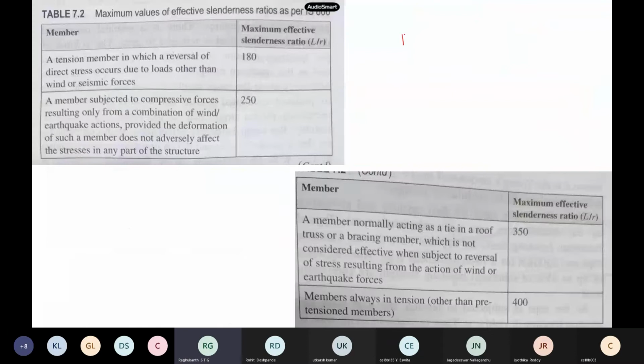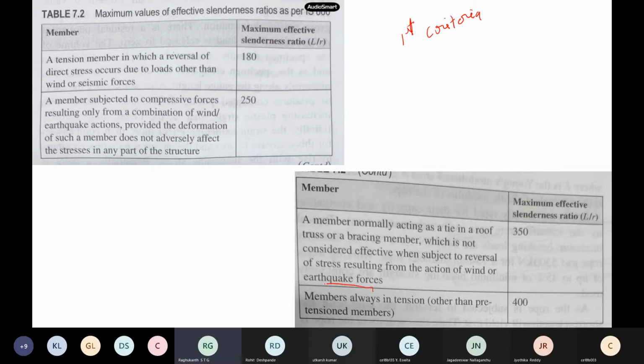Now the first criterion for the tension member is the slenderness ratio. Of course, you can ask, for tension members there is no way of buckling, so why do we require this slenderness ratio? That is perfectly fine, but our code gives some guidelines.